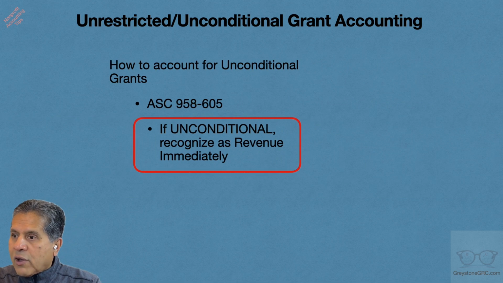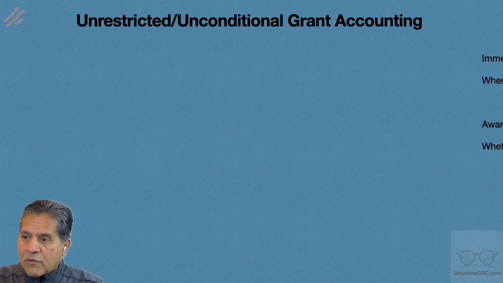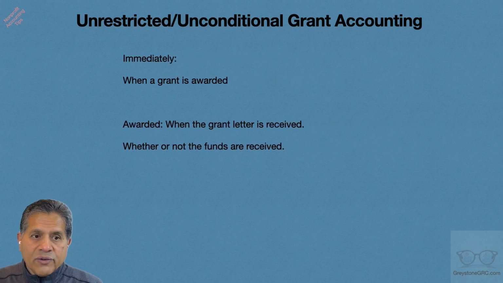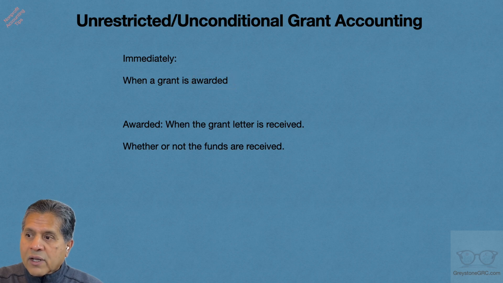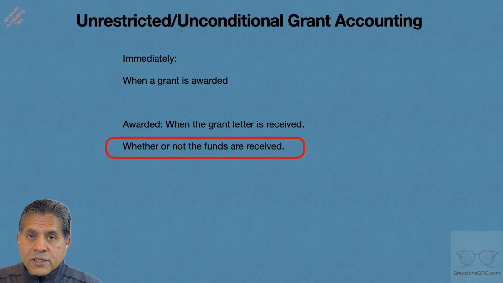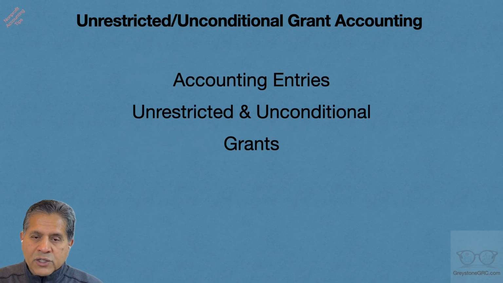So how do we account for unconditional grants? We have to recognize it immediately. And this is the matching issue that nonprofits often struggle with. The rules say that it needs to be recorded immediately when a grant is awarded. And awarded is when the grant letter is received, whether or not the funds are received. And this causes some of the challenges with the matching concepts that we're familiar with in other businesses. Nonprofits have to work with this constraint.